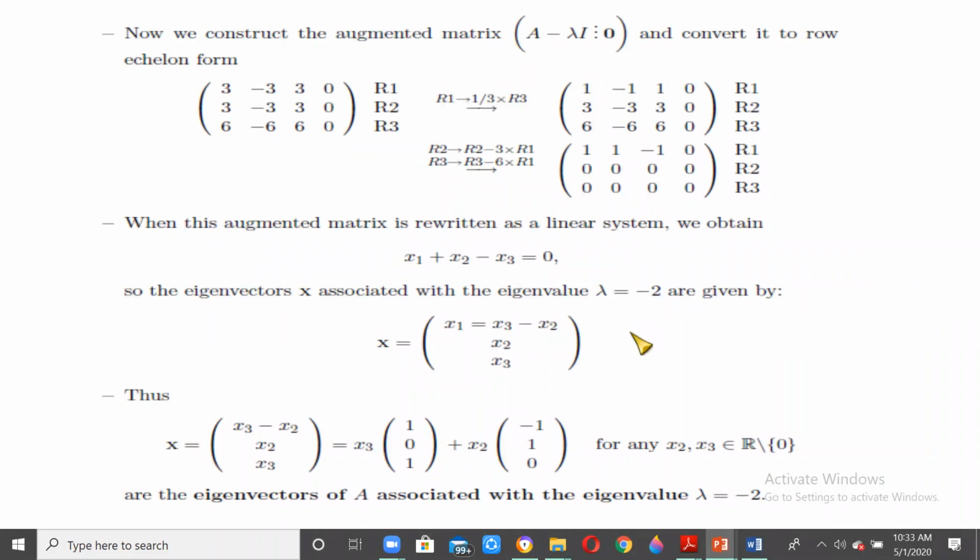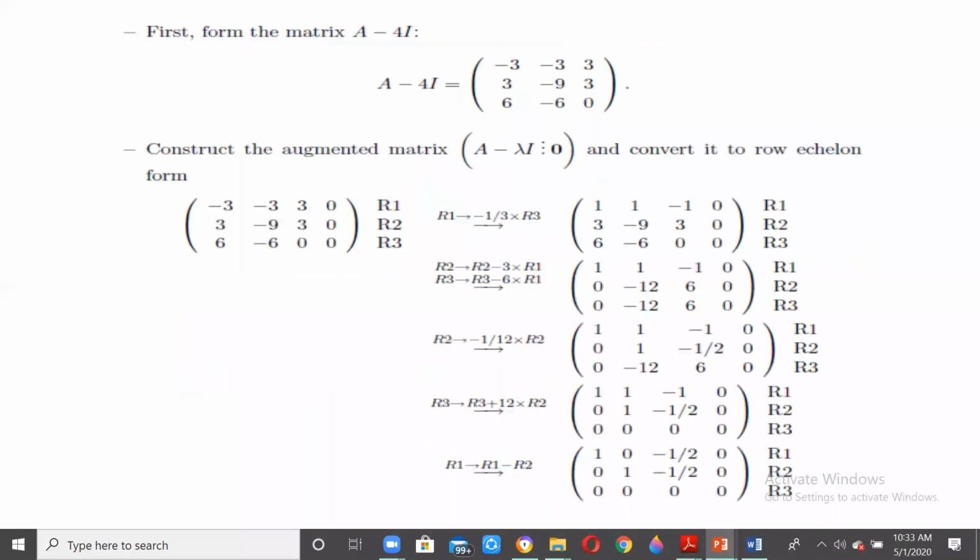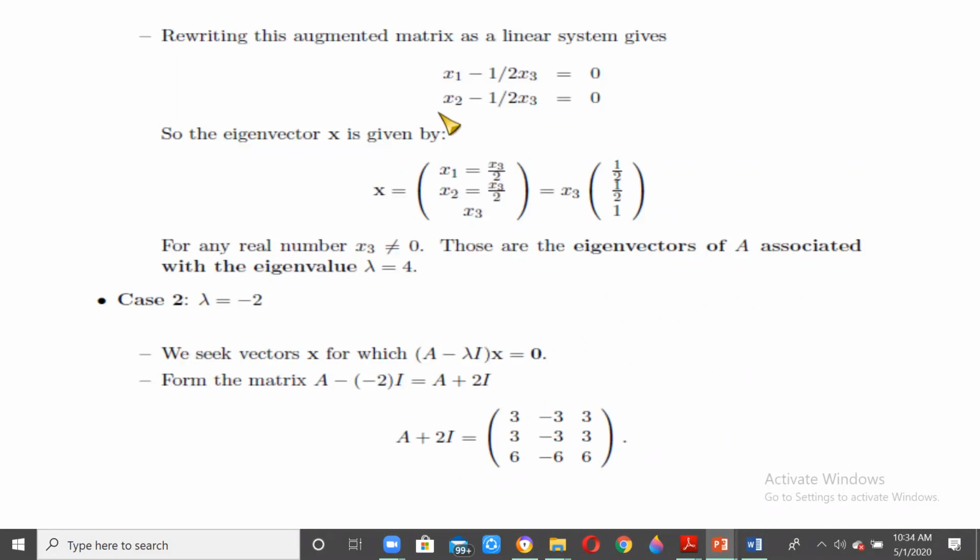So now you can see that these two are the pivot variables, whereas this becomes a free variable. X3 is a free variable. X1 and X2 are pivot variables. So we need to represent the pivot variables in terms of the free variable, which is X3.